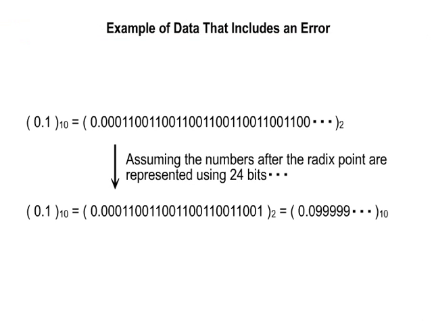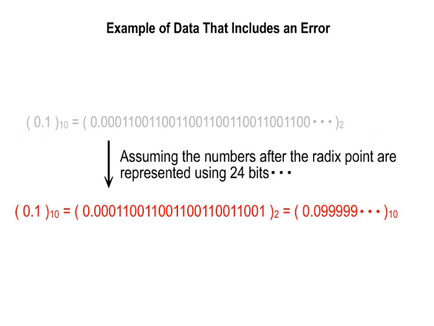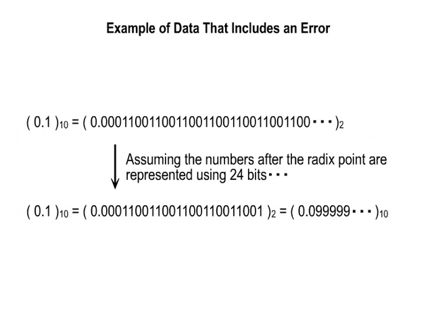There are cases when data used in computers also contains errors. For example, 0.1 base 10 becomes an infinite fraction that cannot be represented accurately. Assuming the numbers after the radix point are represented using 24 bits, this becomes 0.099999 base 10, and an error occurs. However, when the error is very small, this number is used without problems for practical purposes.